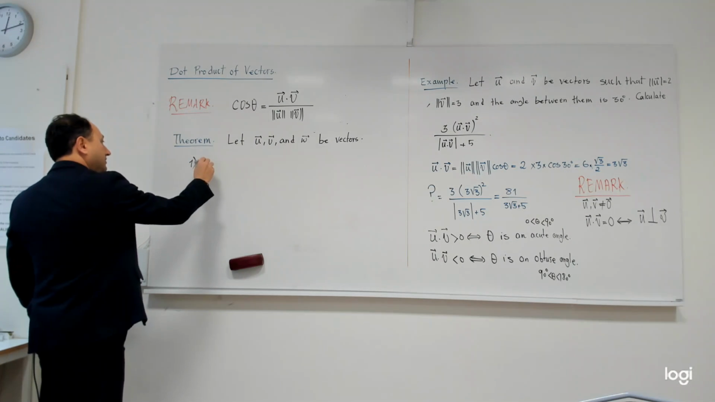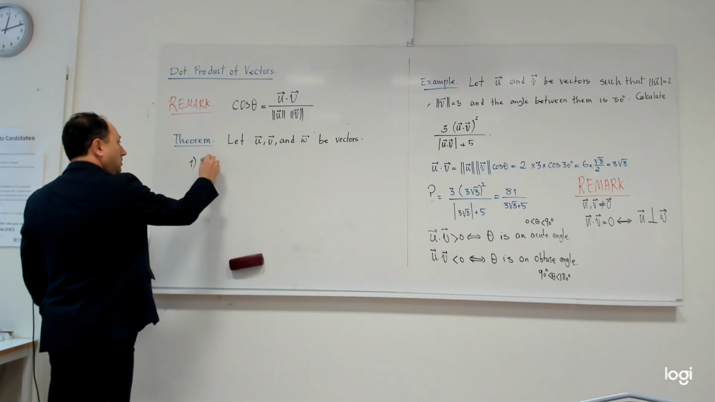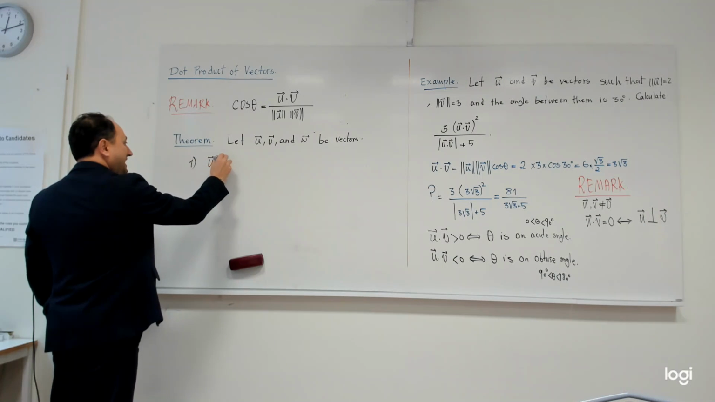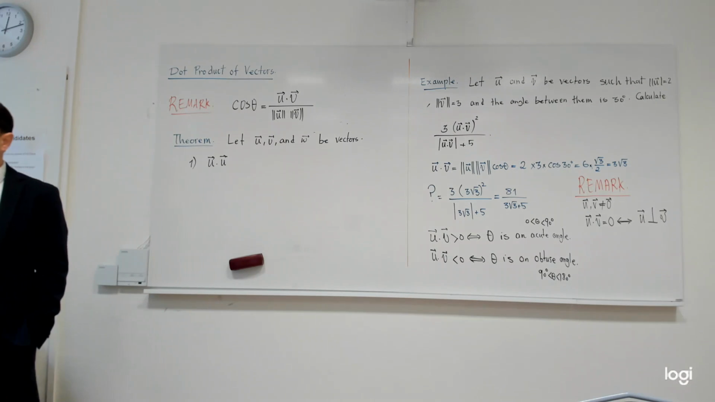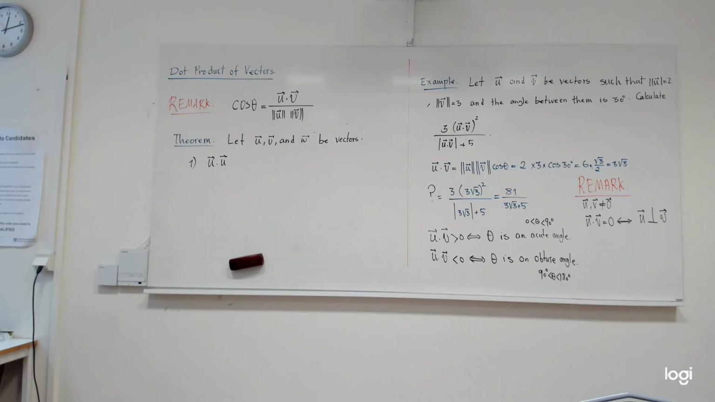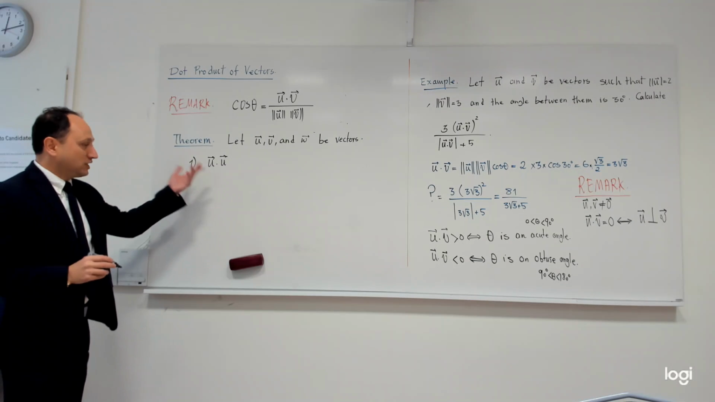If I take a vector u and dot product it with itself, what would be the result? You take a vector and dot product it by itself. What would be the answer? The angle between them is 0, so cosine of 0 will be involved, so it's 1. So let us write it down.